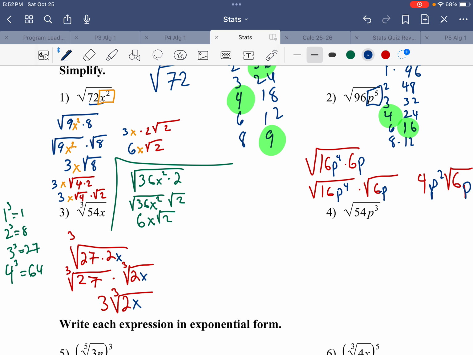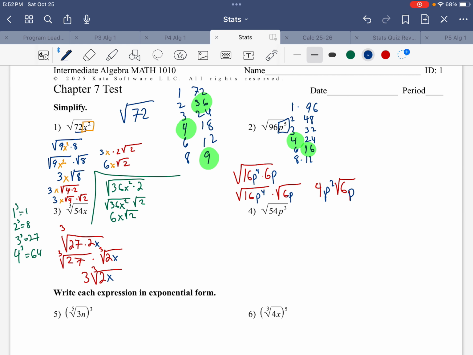And for this last one here, the square root of 54. Again, I might go through the factors of 54. 1, 54, 2, 27. If this is 3, it's going to be 18. 4 is not going to work because 2 and 27, there's another factor of 2. 5 is not going to work. We could do 6 and 9. So my perfect square is going to be 9.